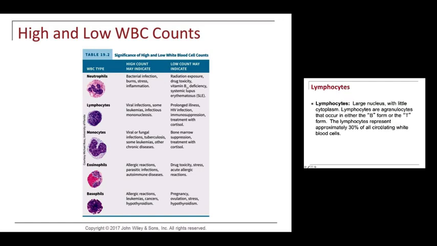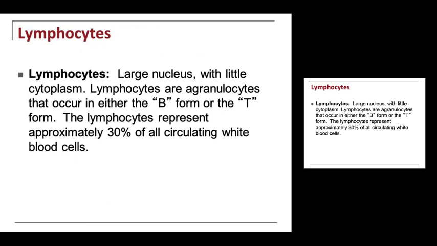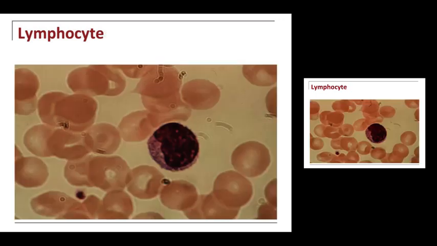Lymphocytes, these are cells that have a large nucleus, typically takes up the same amount of space as the cell itself. They're agranular, and there's B and T cells. B for the bone marrow, T for thymus. The lymphocyte represents about 30% of all the circulating white blood cells. Never let my engine blow, 60-30, 6-3-1. There's the lymphocyte. You can see that the nucleus here is almost as large as the cell.